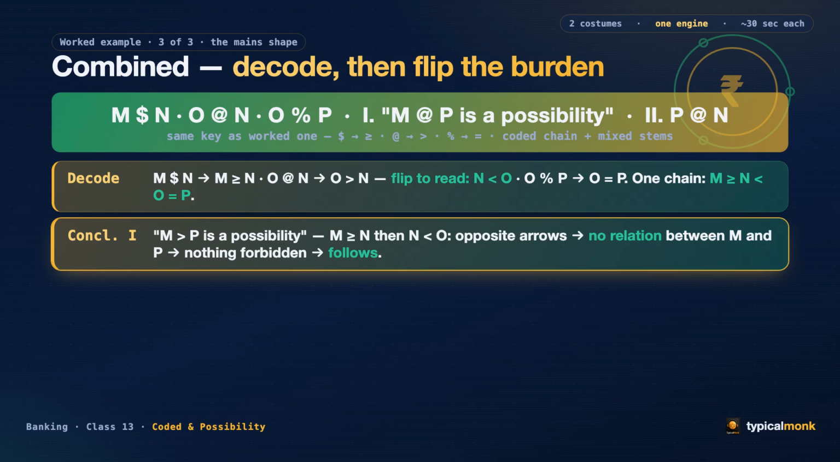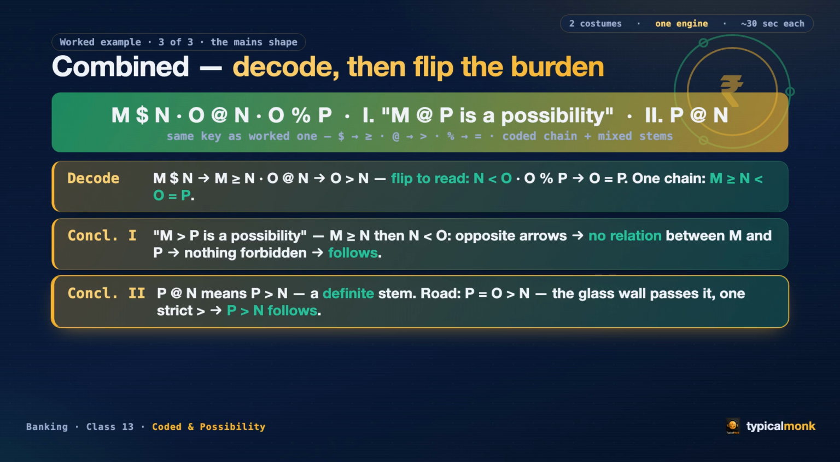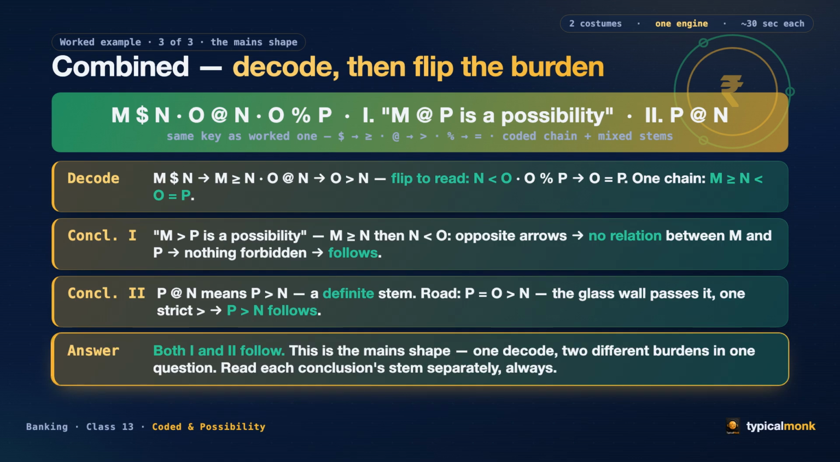Step 2. Conclusion 1. M greater than P is a possibility. M greater than or equal to N, then N less than O, opposite arrows. So no relation between M and P, nothing is forbidden. The possibility follows. Step 3. Conclusion 2. P at the rate N, meaning P greater than N, and this is a definite stem. The road: P equal to O greater than N, the glass wall passes the relation through. And one strict greater than sits on the path, P greater than N follows. Step 4. The answer. Both 1 and 2 follow.